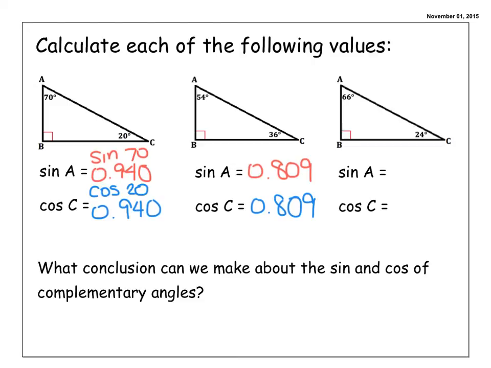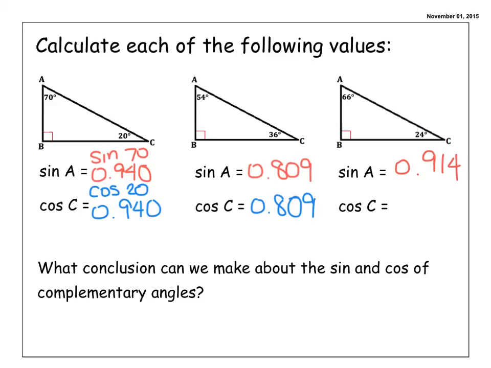Let's try this one more time. We're going to look at the third triangle here. So I want to do sine of angle A. So that's sine of 66. And that is 0.914 when it's rounded.